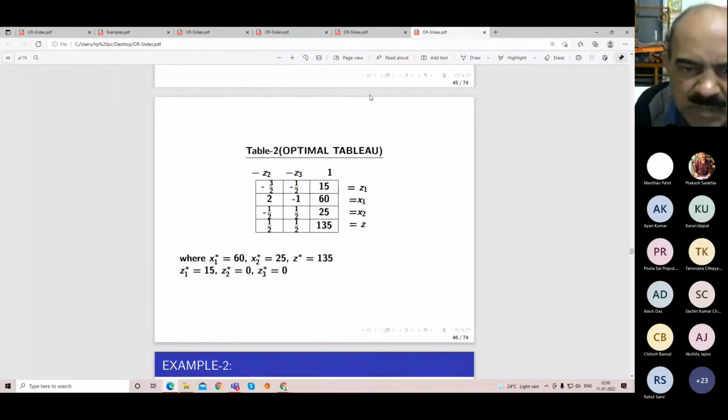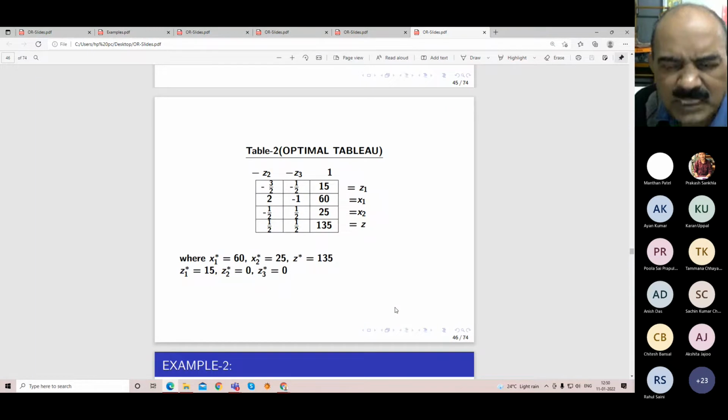This is called an optimal simplex table. So why optimal? Is there any negative element in the last row of the simplex table other than the D position? What is your answer? There isn't. No negative element. So it is optimal. And this is the optimal solution you are finding.